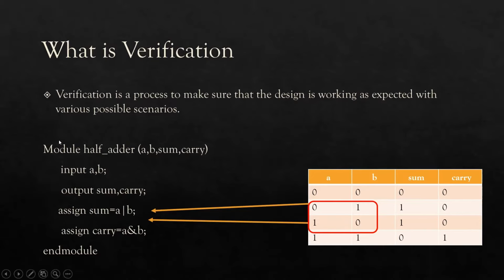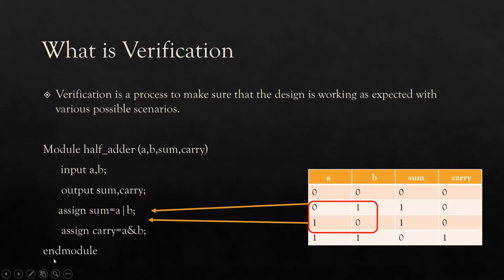You can see one error is there in this code. Can you find out what the error in this code is? You can see the sum expression for the half adder should be A XOR B, right? But due to some reason, by mistake, the RTL designer has placed OR instead of XOR. And your module is ready, your design is ready.